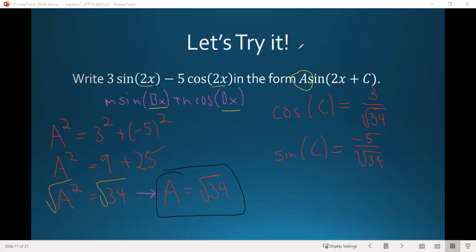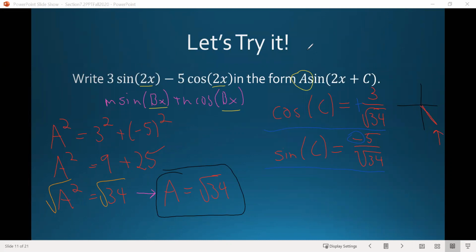And here's the reason why we set up both ratios: we need to figure out what quadrant the value of c should be in. Notice what we have here is a cosine ratio that's equal to a positive number and a sine ratio that is negative. If we think about our unit circle or our quadrants, where cosine is positive and sine is negative, that'll be in the fourth quadrant. So whatever we get for the value of c needs to be in the fourth quadrant.